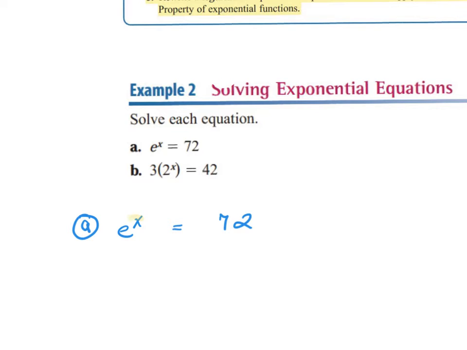So the first thing I want you to do, you can use a highlighter, you can use a pen, whatever. I'm going to isolate my function. I have e to the x equals 72. Is there anything being added, subtracted, multiplied, or divided on our e to the x? No. Nothing. So now I have to say, okay, well, I need that x to come out of the exponent, and I need it to come down so I can just solve and say x equals. What is the opposite of our e to the x?